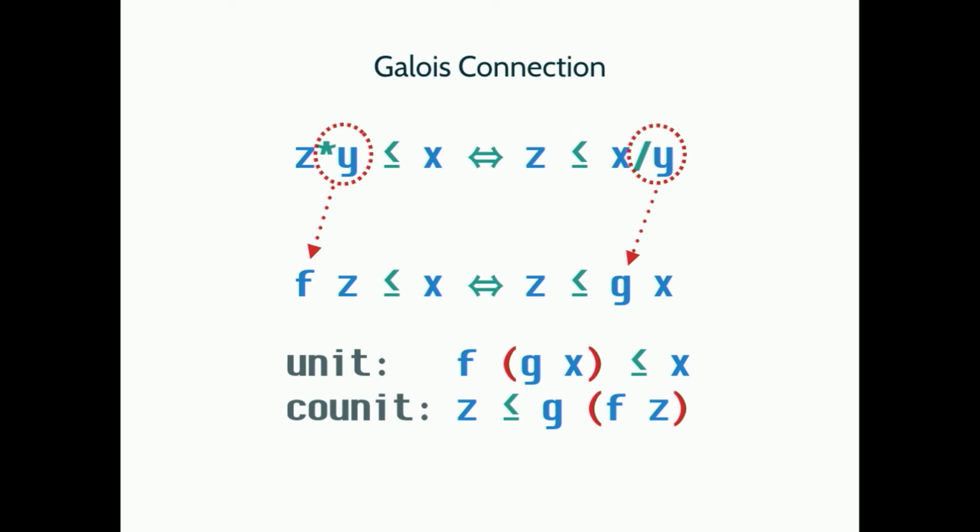And in general, an adjunction on a partial order like this is called a Galois connection. And really what's going on here is a relationship between functions. The functions f and g, where f is multiplied by y and g is divided by y. So it's a relationship between those functions. But those functions are really functors. They're functors in this category of integers.